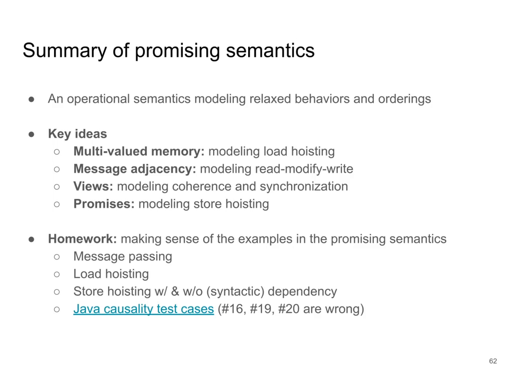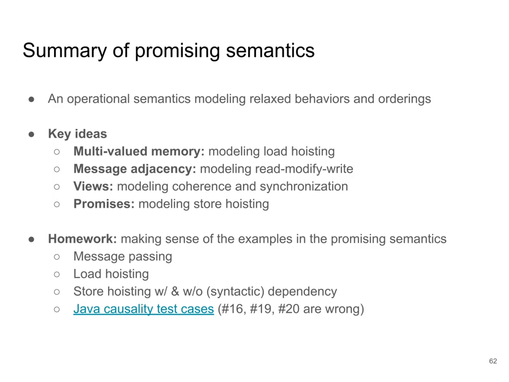And the third idea is views, which is modeling coherence and synchronization. And we also discussed such examples as coherence, message passing, release-acquire message passing, and fences. And also we saw the idea of promises, and promises are used to model store hoisting. And the key idea was modeling the semantic true dependency using the idea of promises and certifications.